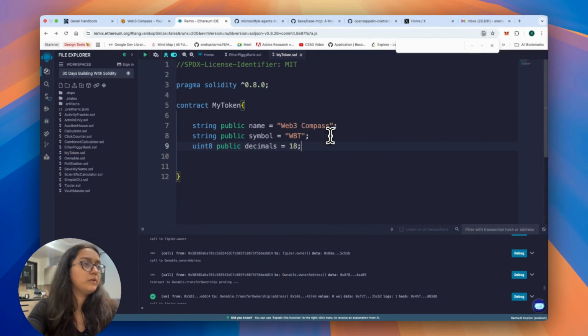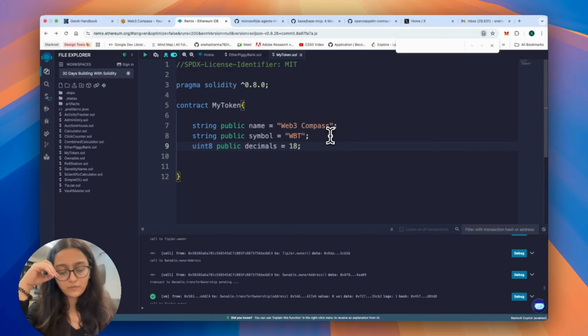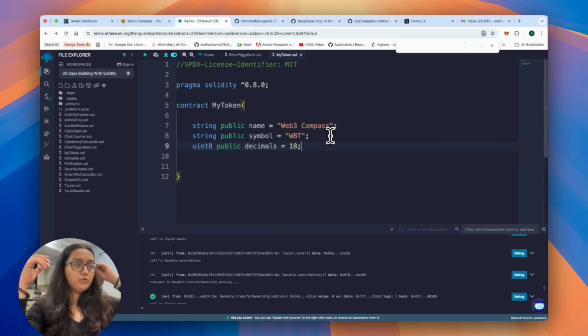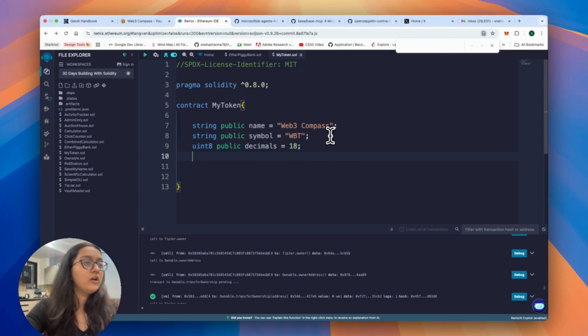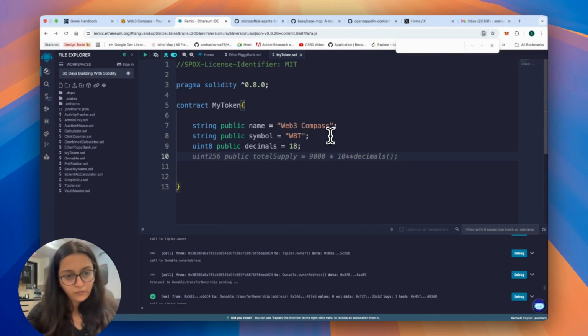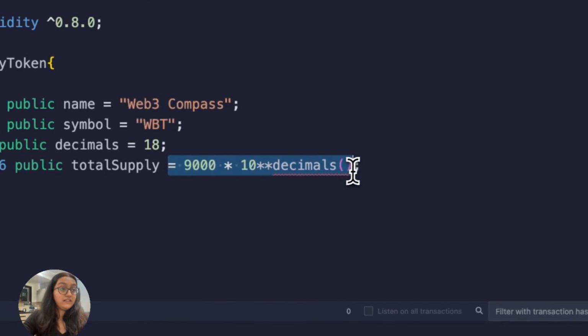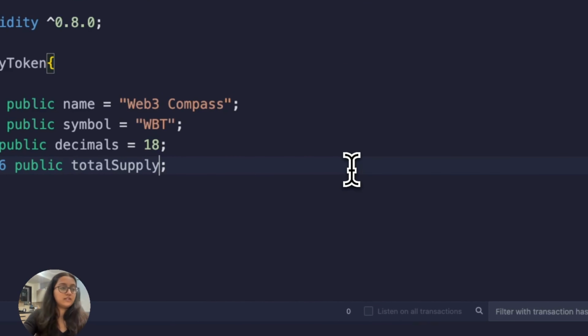UINT8 public decimal 18. Now, for everyone thinking, oh, why did we not use 256? Come on, this is a smaller number. This is a fixed number. So we can use a smaller slot so that it is more gas optimized. And I mean, when you know that a thing can fit in a small box, why would you bring a huge carton box, right? And then you say UINT256 total supply, and we will not specify anything right now here. We'll just let it be.